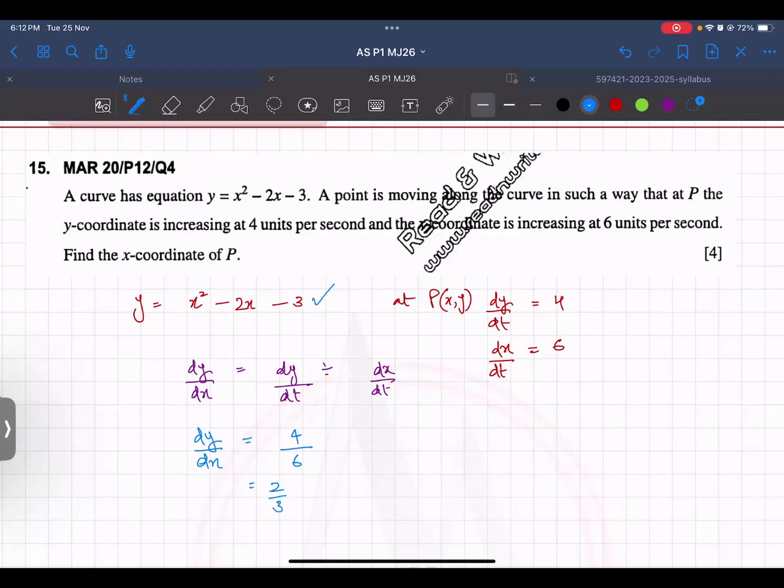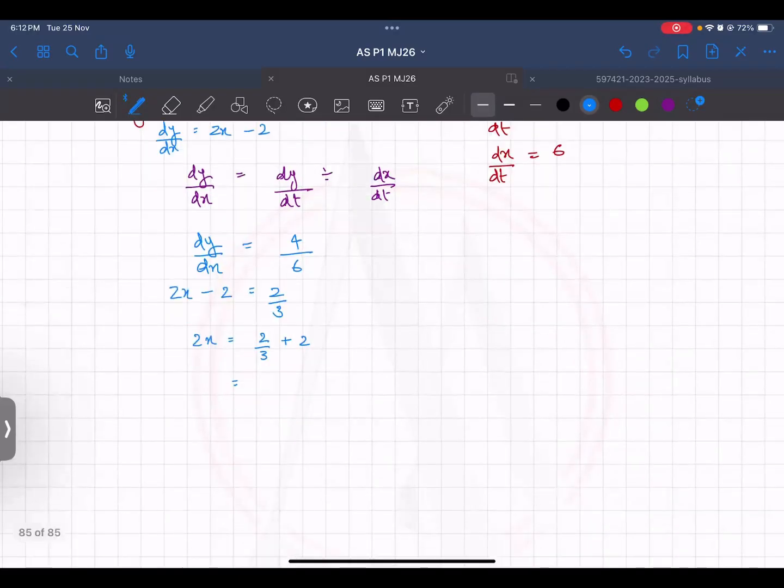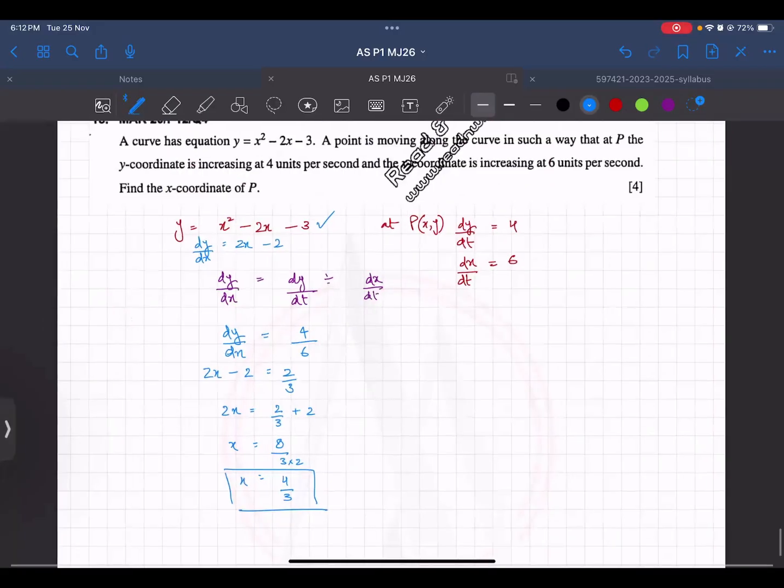And you can easily find the value of dy by dx as well, and you can replace it over here. So the derivative, you can see, will be simply 2x minus 2. So you can replace dy by dx, so 2x minus 2, and now you can find the value of x. This would become 8 upon 3. x would be multiplied by 2. The 2 will go in the division. So this would become 4 upon 3. So this means the x coordinate is 4 upon 3. This is your answer. This is the x coordinate at P.